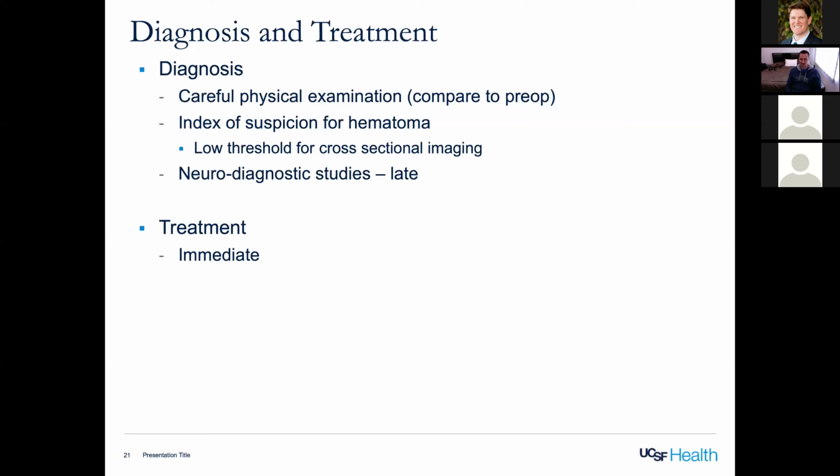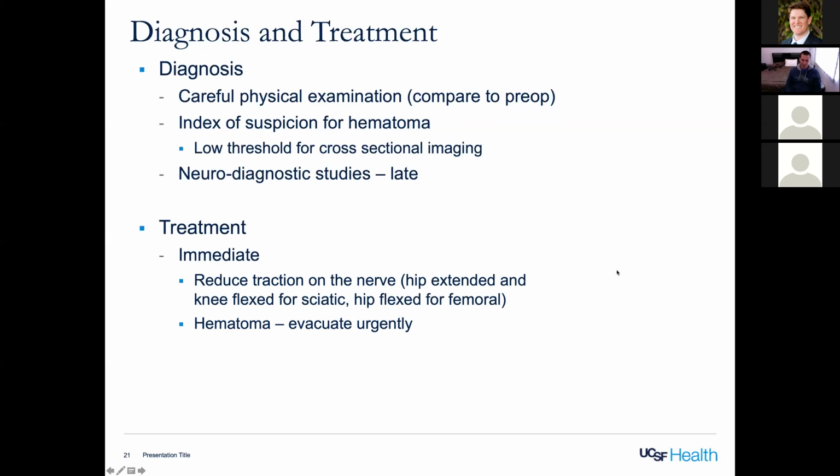You want to take tension off of the nerve, right? So, reduce traction on the nerve. And then if you do diagnose a hematoma, then you actually want to evacuate that urgently. As we all know, nerves don't take being compressed very well for very long.